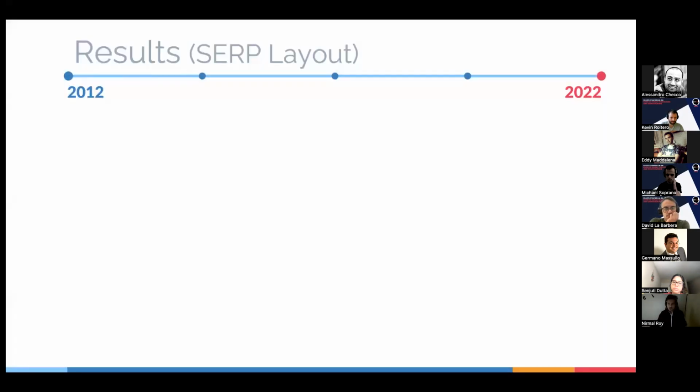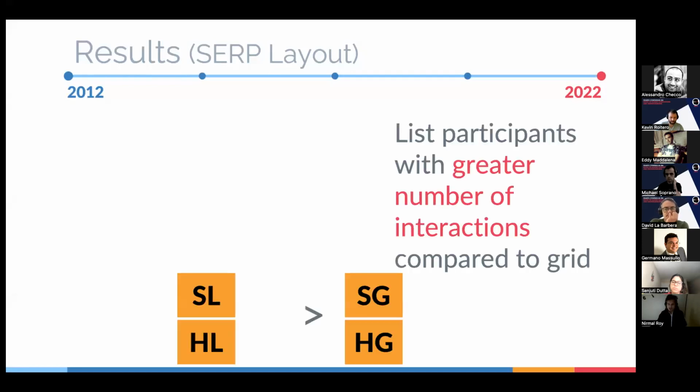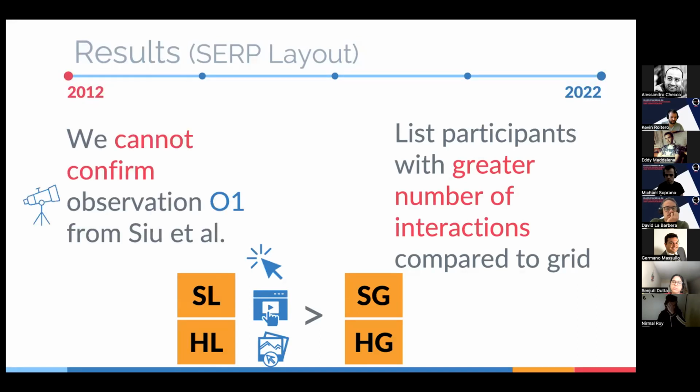Right. So coming to the results, we saw that participants completing tasks on the list layout had a greater number of interactions compared to those on the grid layout. For example, they had more clicks on web results. They also interacted more with vertical results compared to the grid counterparts. As a result, we cannot confirm one of the observations from Shah et al. That they found participants with the grid interface to have more interactions compared to the list counterpart.